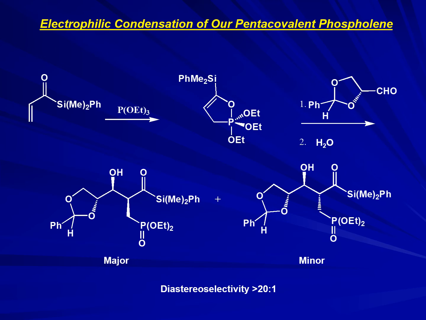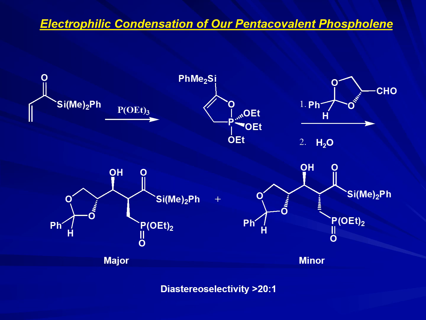So once in hand, we can do our electrophilic condensation of our pentacovalent phosphylene. We do this by taking our product and condensing it with triethyl phosphite to form our P5 complex. This chemistry was pioneered by Ramirez. The P5 can then undergo a phosphonyl reaction with the chiral aldehyde and water workup to yield a mixture of products with a diastereoselectivity of 20:1.